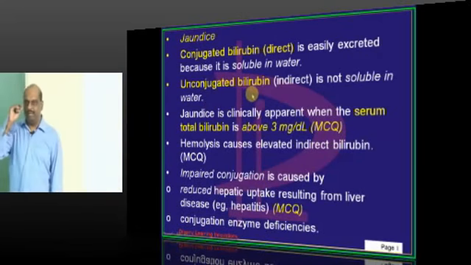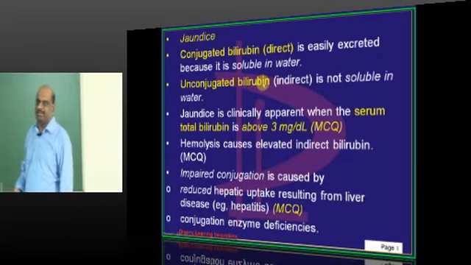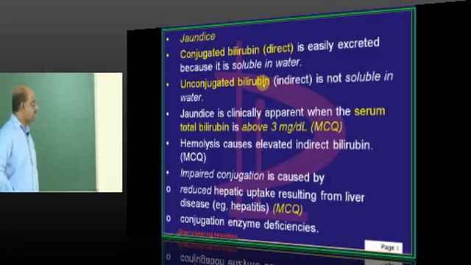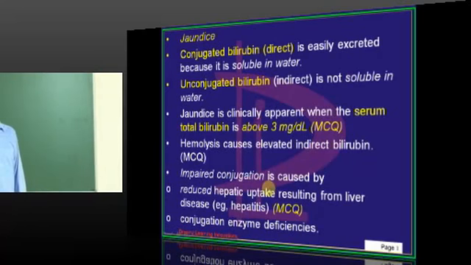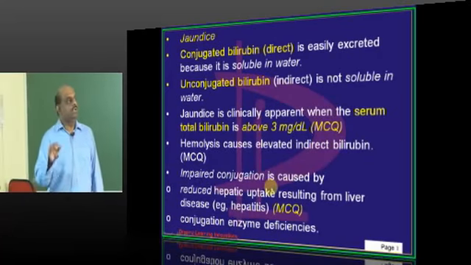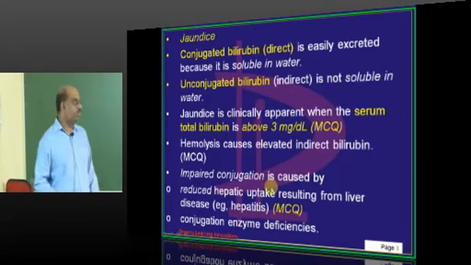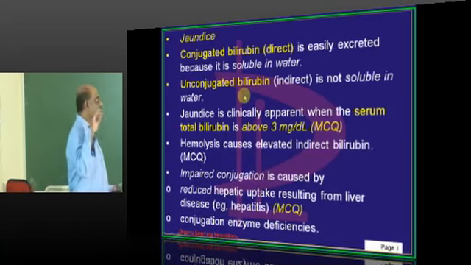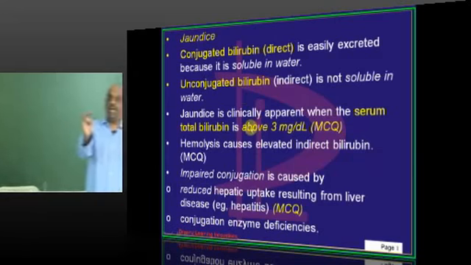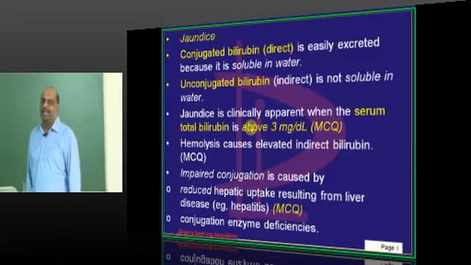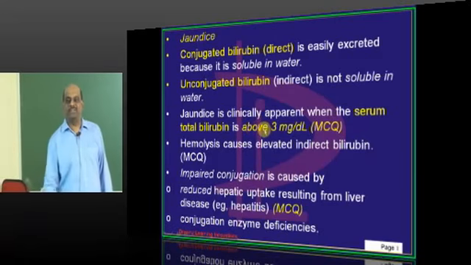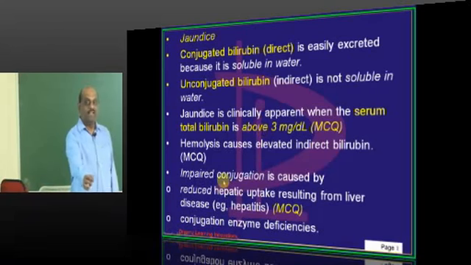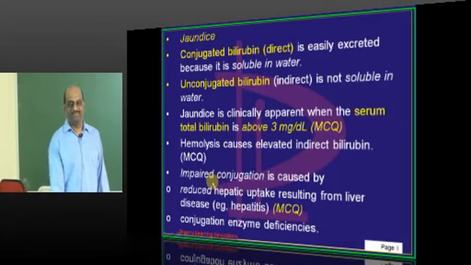When will you see icterus or scleral discoloration and clinically observable jaundice? Only when the bilirubin levels are more than 3 milligrams per deciliter; first time clinically it becomes evident. This value 3 milligrams is a favorite ward round question. How many milligrams should be there for jaundice to be visible? 3.